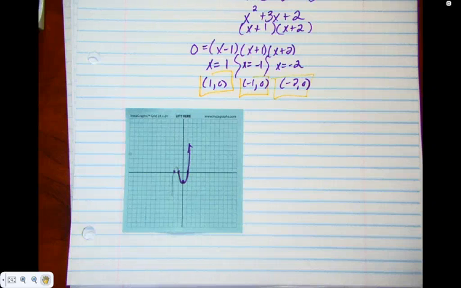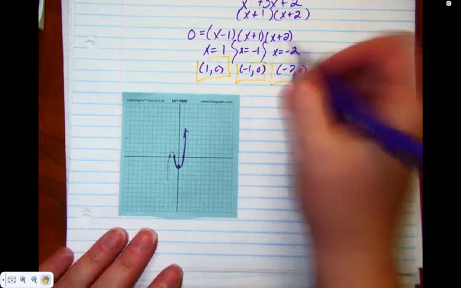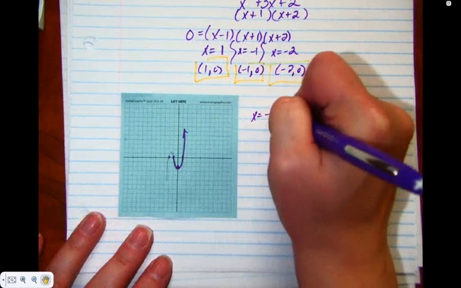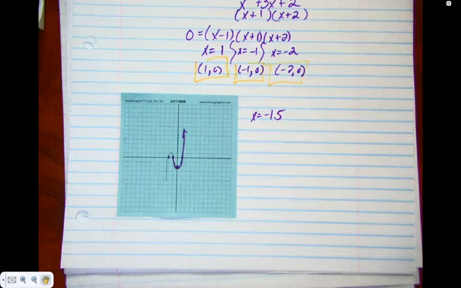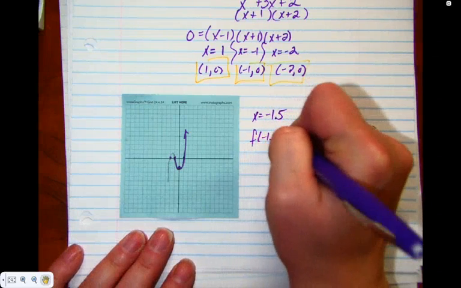Do I need to calculate it? Okay, I know its x-coordinate. Where does it have to be? It has to be in between those two, so the x value has to be -1.5. What do I do with that -1.5? Back into the original.